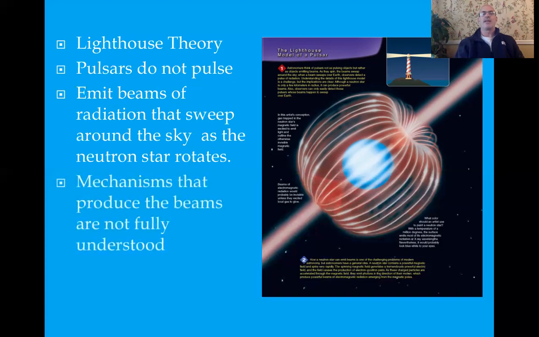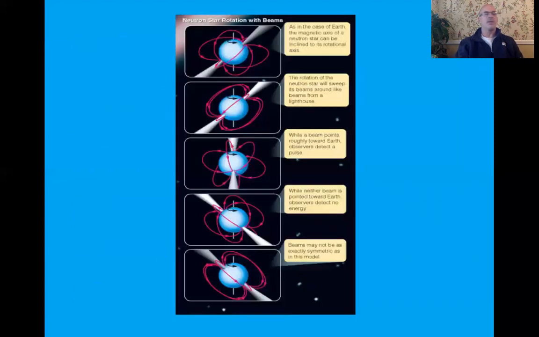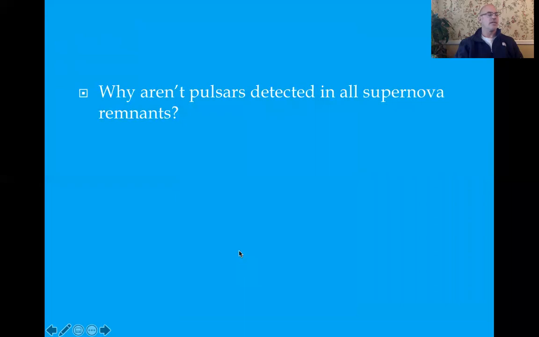Now, the mechanisms that produce the beams are not fully understood. Like I said, though, it has to do with magnetic fields. Now, how would this produce a pulse? As we alluded to, you could imagine that this beam is rotating, and so when the pulse crosses the path of the Earth, it would be seen.